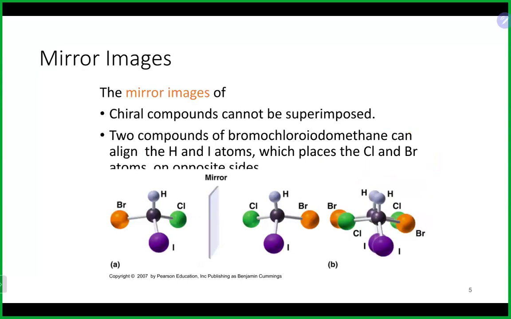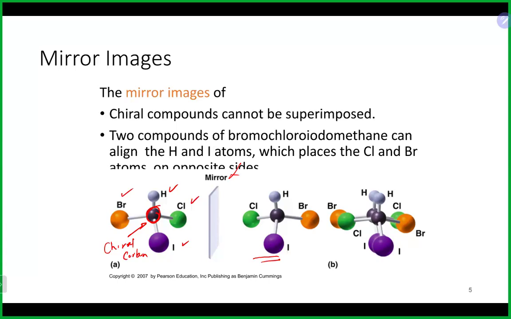So if we look at this carbon right here in the middle, it has a hydrogen, which is different than a chlorine, which is different than an iodine, and that's definitely different than a bromine. That is four different groups attached, which makes this carbon a chiral carbon. If I put that up to a mirror, this image is what would be reflected back. If I take that image out and rotate it as much as I want, although it may be hard to see visually, there will always be something that will not match.